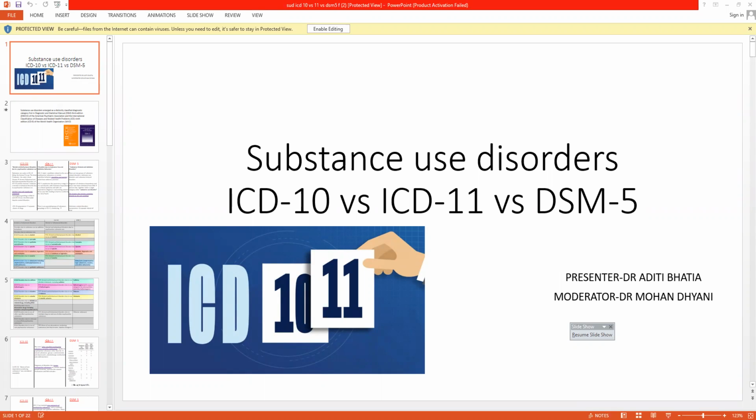Also, your remarks. Yes, sir. In tobacco, it has been given in DSM and ICD-10, and ICD-11 is 6C4A, disorder due to nicotine, while in ICD-10 and DSM-5 it is tobacco. So ICD-11 is nicotine. Yes.